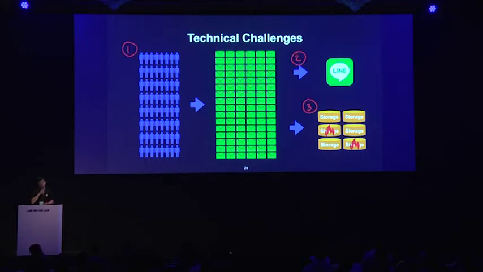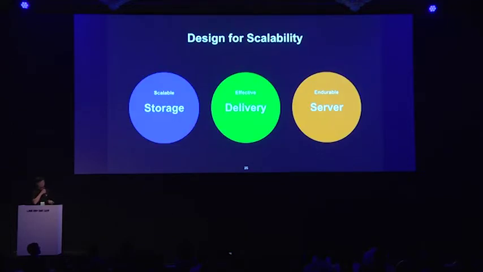So from these technical challenges, here I divided the problem into three categories. First, the size of members. Second, the delivery of events. Third, the stability of servers. So I rephrase them like this.